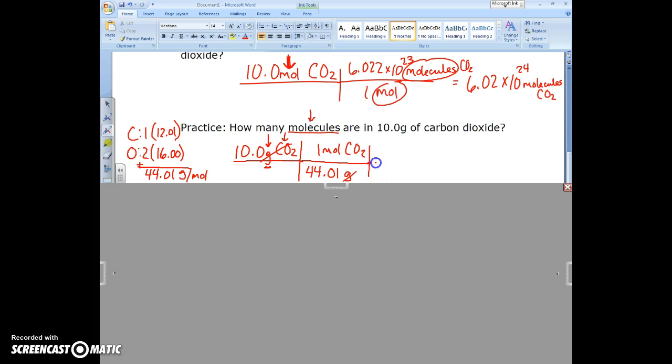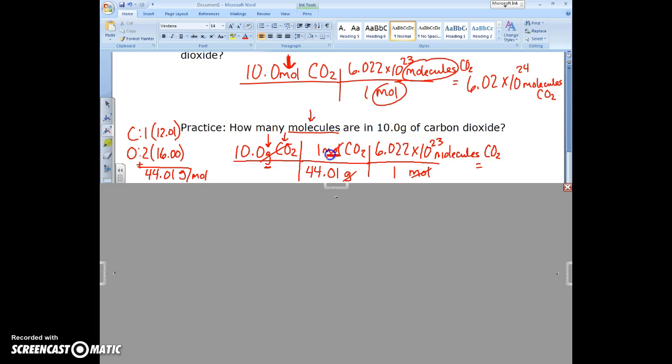Grams cancel. Now, can I use Avogadro's number? Because I've got to get to molecules. Yes, because I have moles right here. Mole is right there, so mole has to go right here. And in 1 mole of anything, there are 6.022 times 10 to the 23rd molecules of anything, and we're talking about carbon dioxide here.